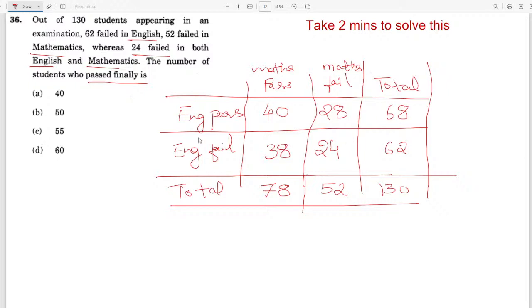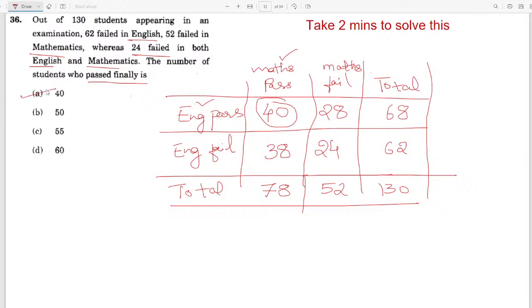Now we have the data for all the areas. And what they are asking is the number of students who have passed finally. If they have passed the exam, then they should have passed English and maths also. Both subjects they should pass. So 40 is the number of people who have passed in both maths and English. The answer is option A.